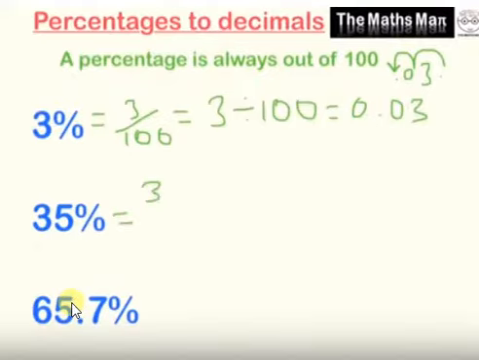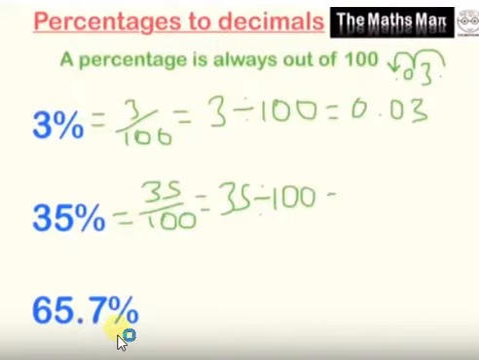This other one is going to be 0.35, and this is going to be 0.675.